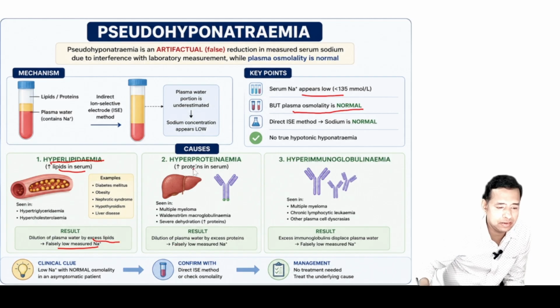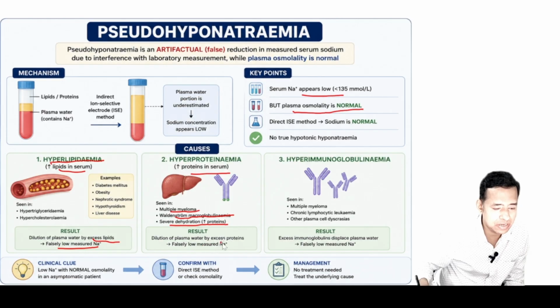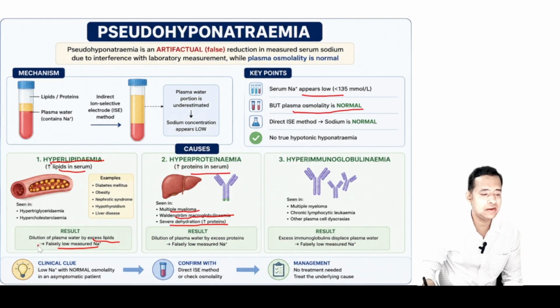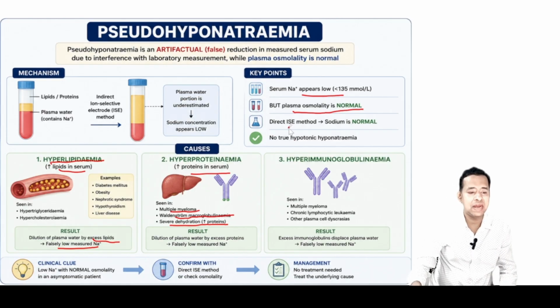Similarly, hyperproteinemia, increased protein in serum, which may be caused by multiple myeloma, Waldenstrom macroglobulinemia, and severe dehydration. Everything is dilution of plasma water by excess lipid, excess protein, or excess immunoglobulin. So everything is falsely measured sodium. Nothing is true. On direct ISE method, sodium is normal. You have to know this.